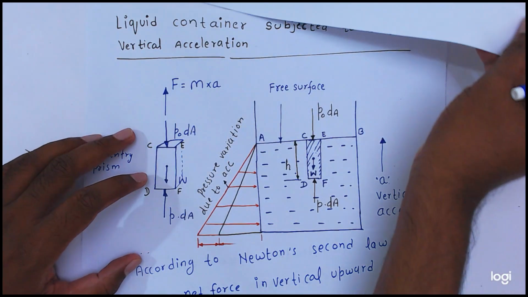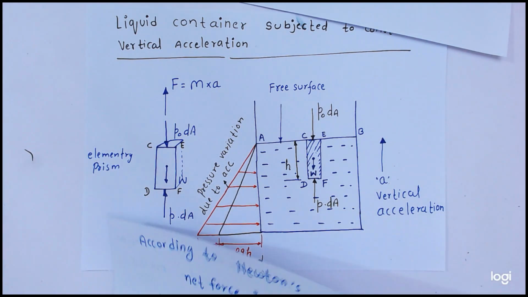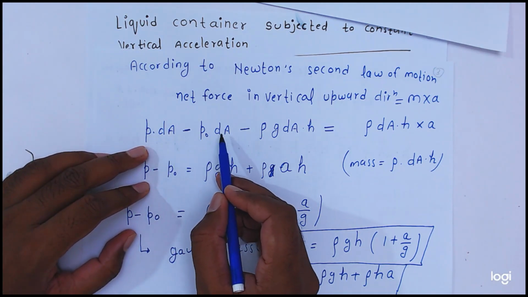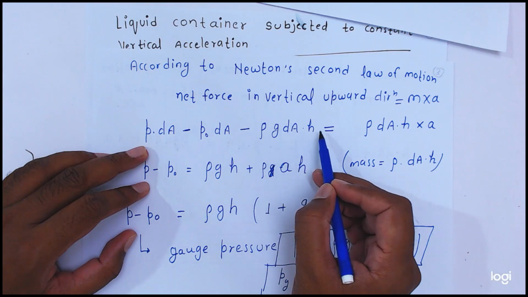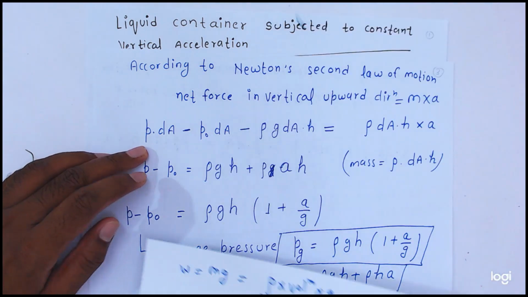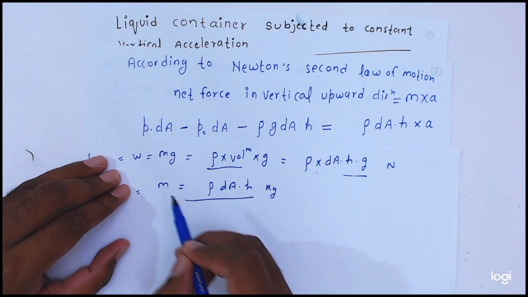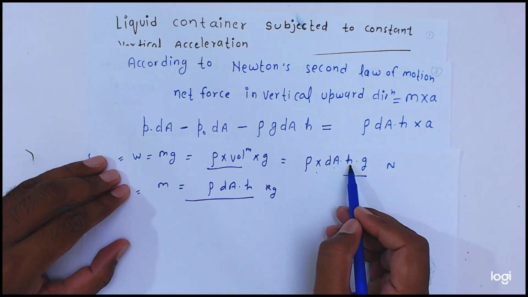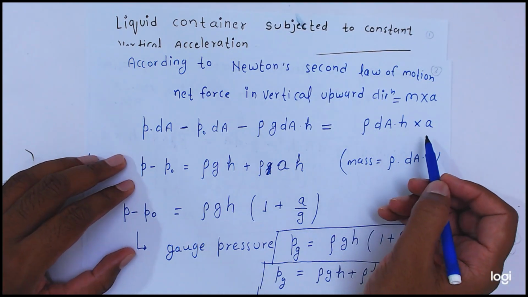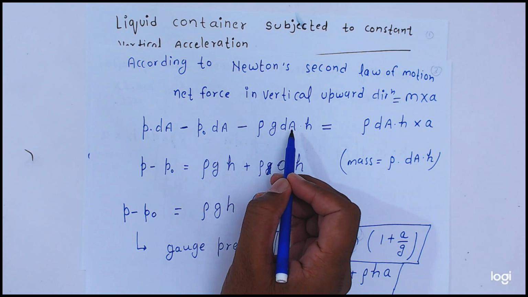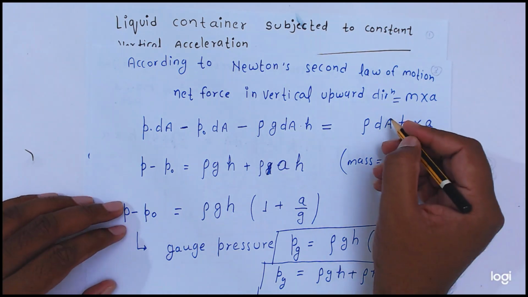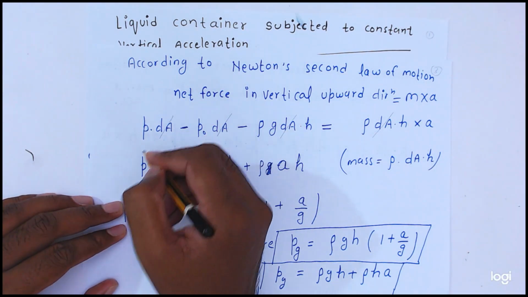Getting friends? Now here you see friends. So here P into dA minus P naught dA minus rho g dA h equals the mass, rho dA h, into a. Getting friends? This is weight, this is the mass. Now you see here friends, the dA terms we can cancel out.